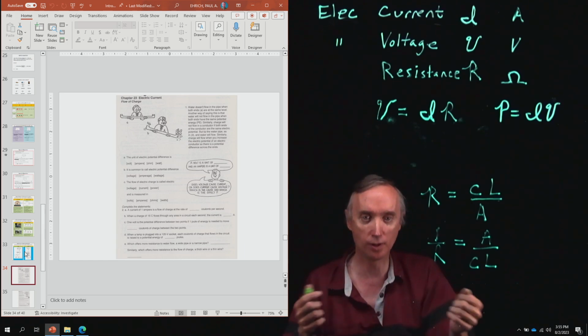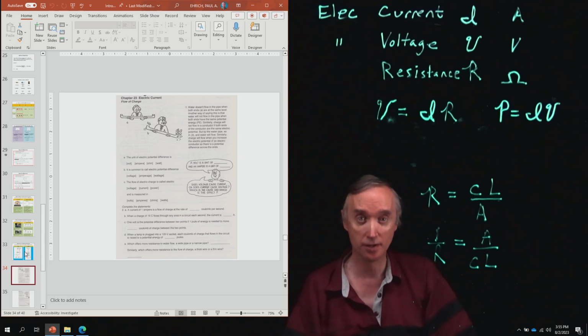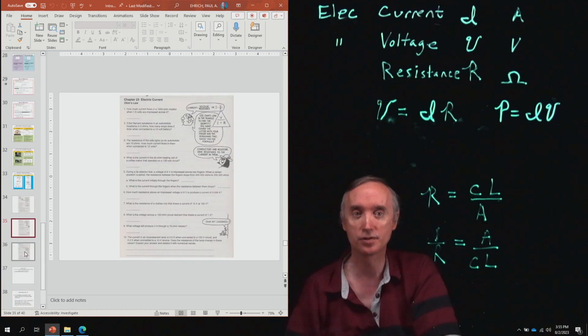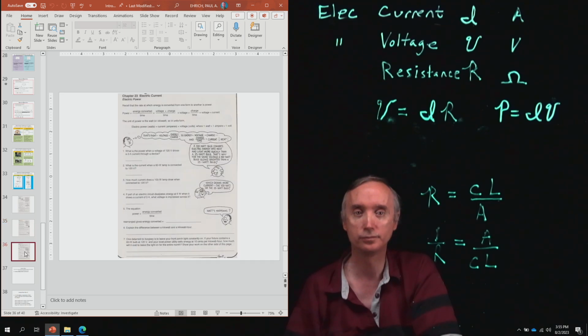All right, so if you want to do this, go ahead. You might need to blow up the picture so that you can see it better, but these are some examples of Ohm's law and what we've just been working on. So here's another one that you can work on, and here's a third one that you can work on if you want.